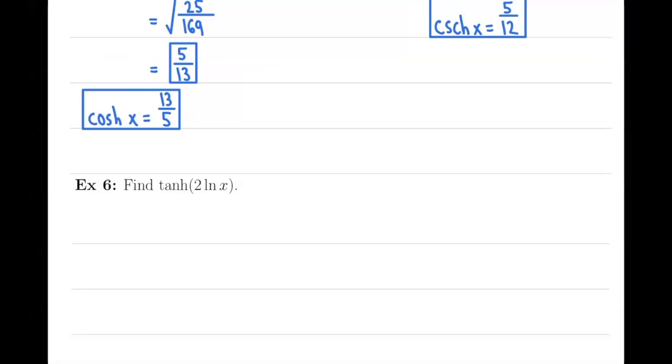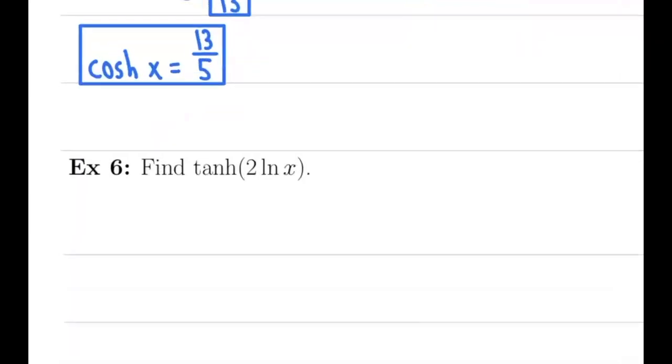But what we have here is hyperbolic tangent composed with twice ln x. This thing is going to drastically reduce and simplify because you're composing natural log with a function that involves e to the x. Because again, hyperbolic functions are defined using combinations of e to the x, e to the negative x, or quotients of combinations of e to the x or e to the negative x.